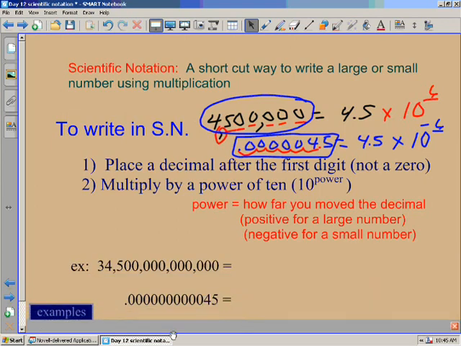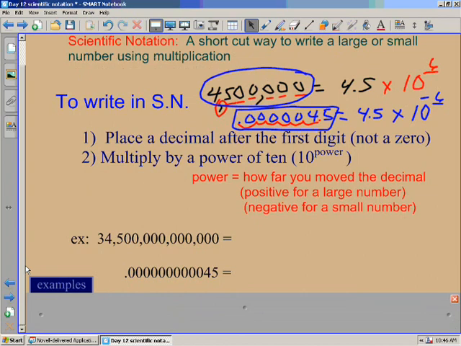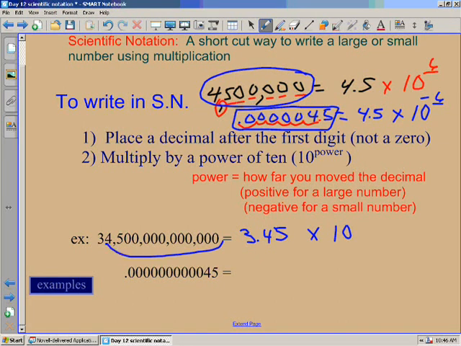Okay. Let's go through a couple quick examples. You just kind of watch. Hopefully, again, this is fairly simple. If I look at my first example here, I like my decimal to be right there. So I actually write that 3.45, and now I can eliminate all these zeros. But in order to do that, I need to multiply by a power of 10, and I simply count how far I move that decimal in order to get it there. So 3, 6, 9, 12, and then one more would be 13 places.